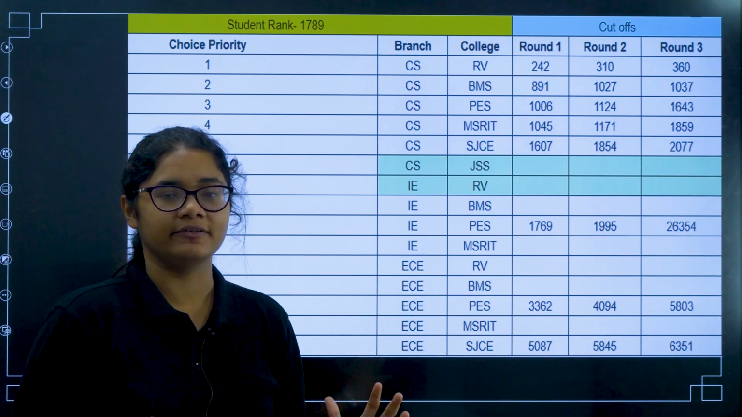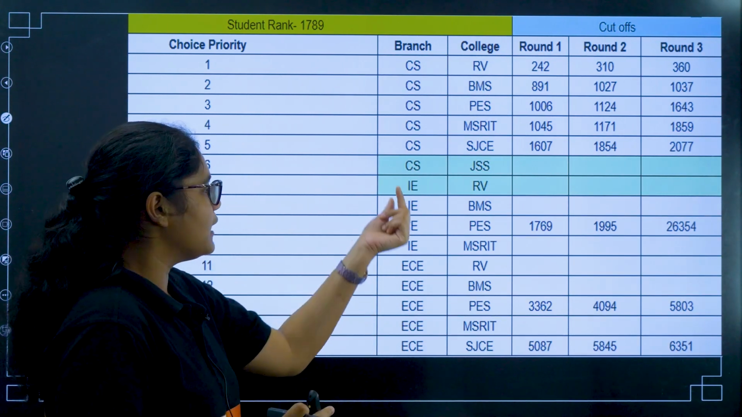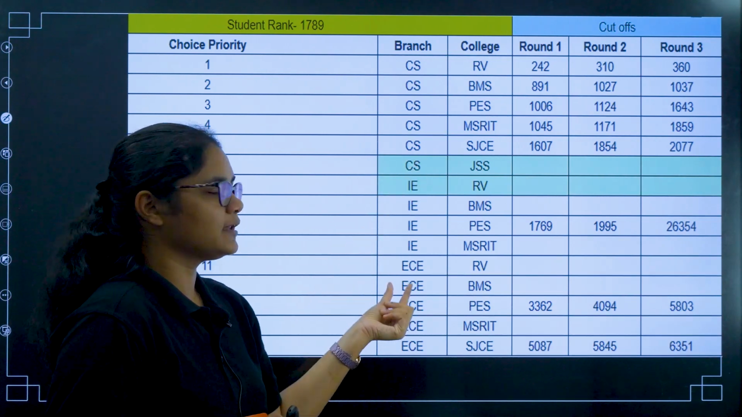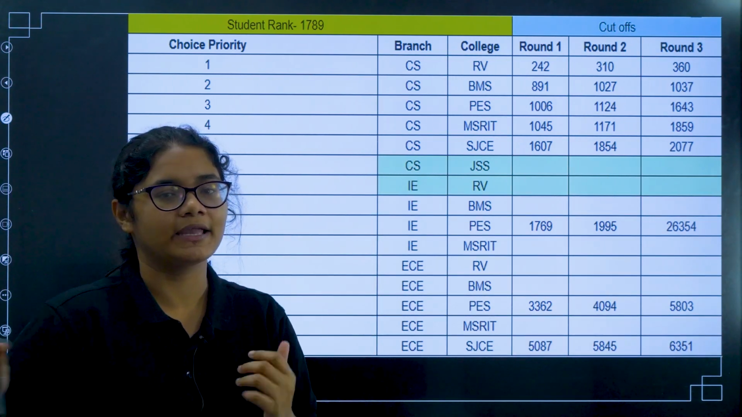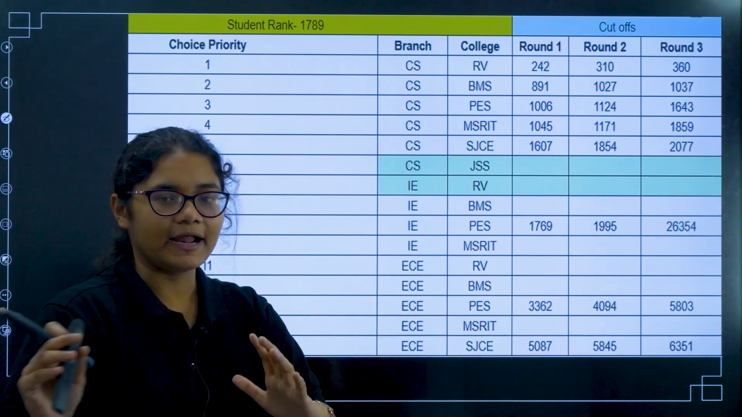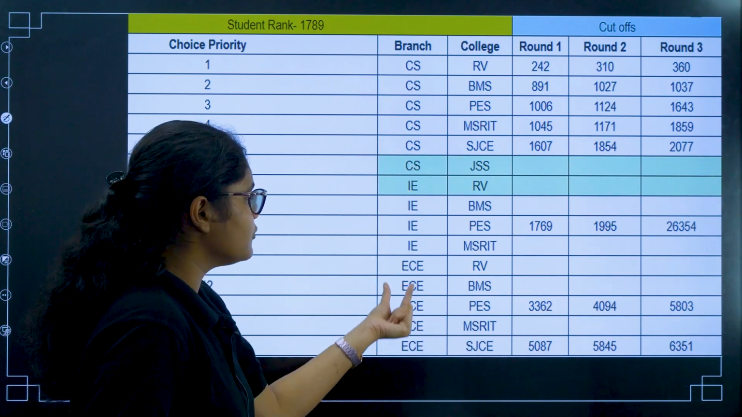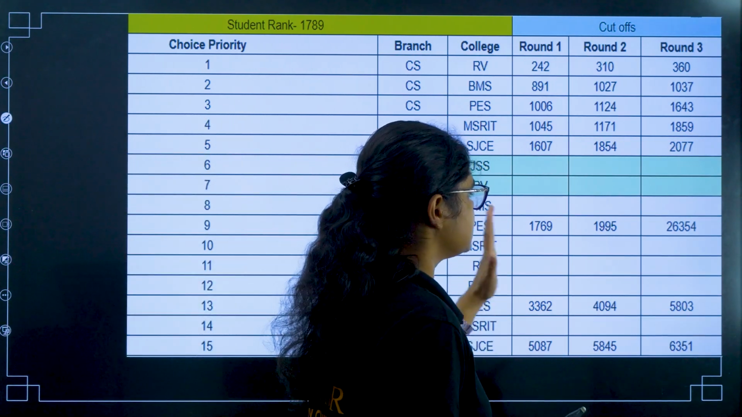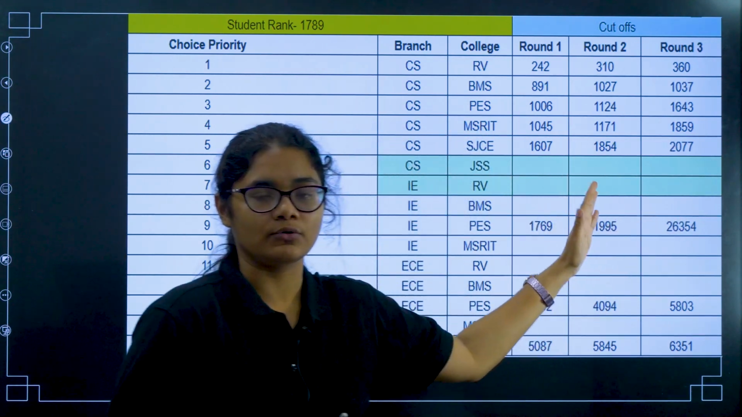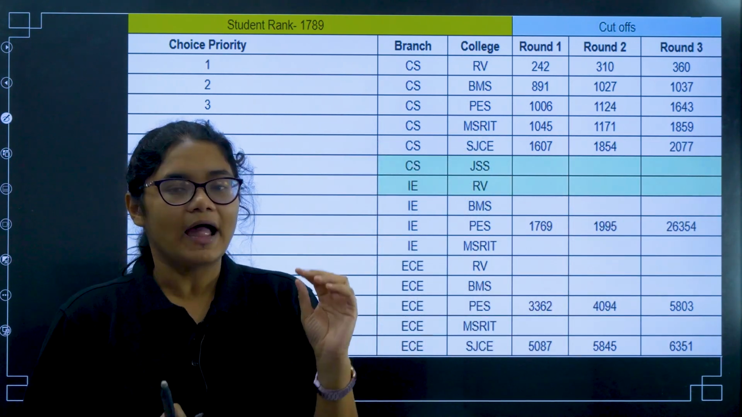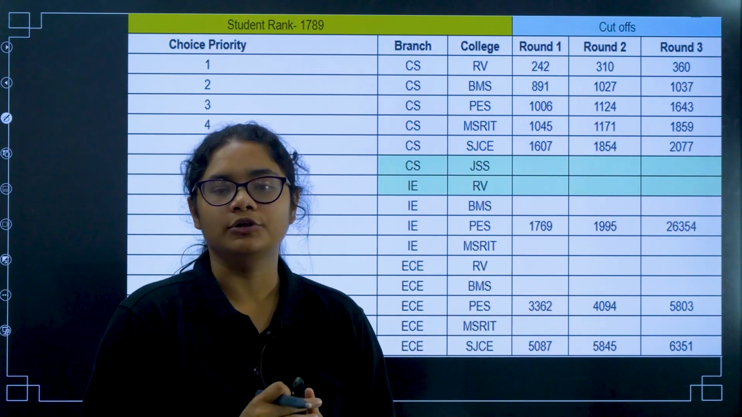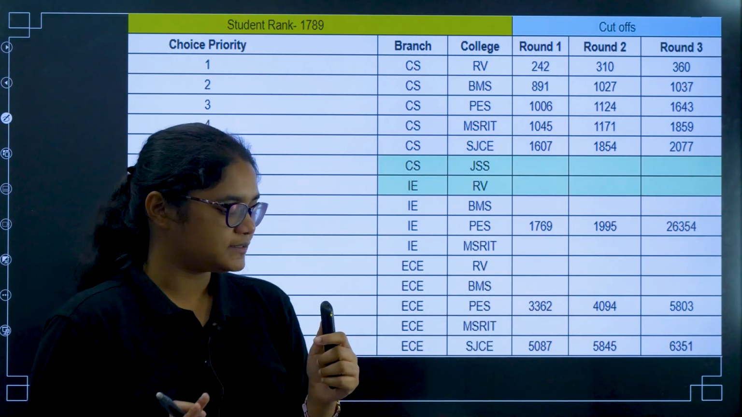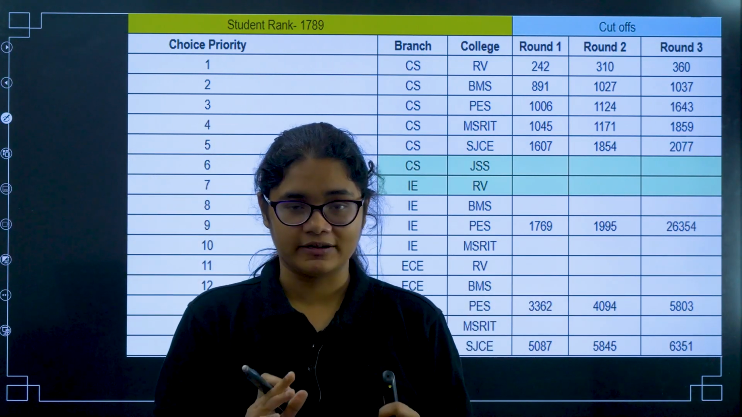You cannot be very rigid, you have to be a little flexible. If not computer science, I can manage with information science or computer science in data science, computer science with AI/ML, some allied courses I can take. So write down those branch colleges and then note down their round 1, round 2, round 3 cutoff. Then analyze what you will be getting according to your rank. This is how you have to prepare your preference list.